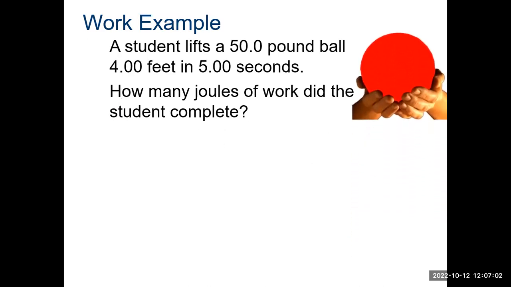Okay, so we have a work example. A student lifts a 50-pound ball 4 feet in 5 seconds. How many joules of work did the student complete? Okay, again, our formula for work is force times distance. So we have our force, which is 50 pounds, times our distance of 4 feet. And if you multiply those together, we have 200 foot-pounds.